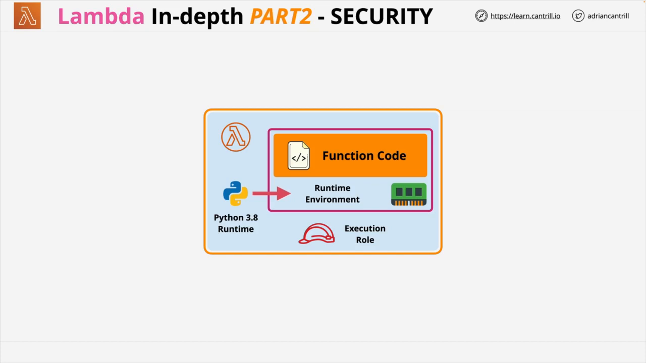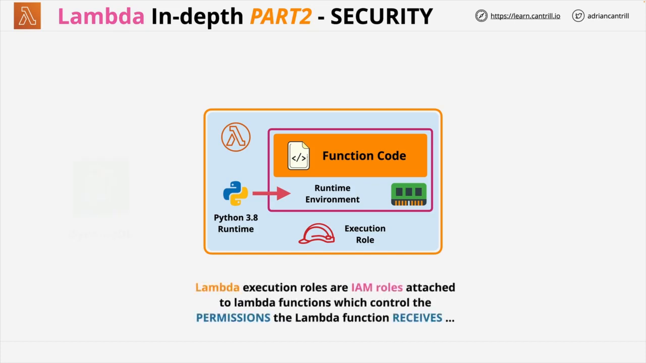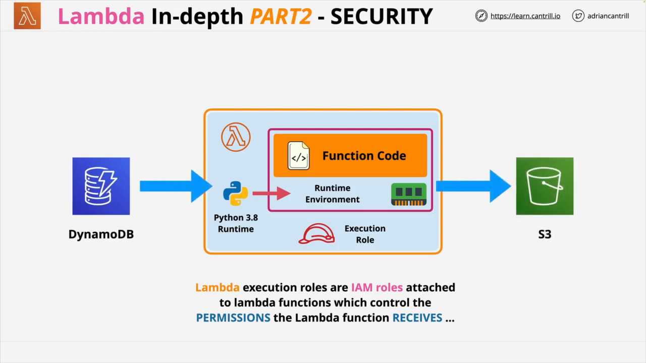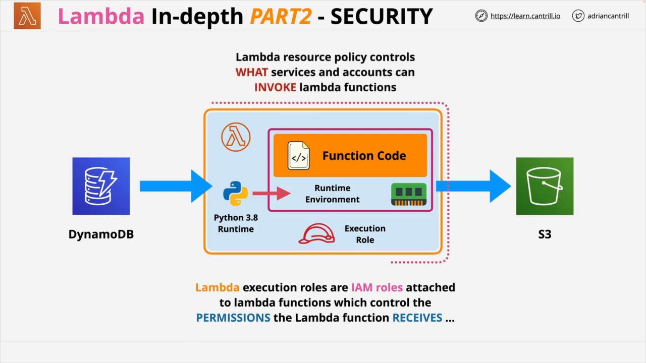So this governs what permissions the function receives, which might be something like loading data from DynamoDB and storing output data into S3. Now this is the most well-known aspect of Lambda permissions, but there is another part. Lambda actually has resource policies. Now this, in many ways, is like a bucket policy on S3. It controls who can interact with a specific Lambda function.